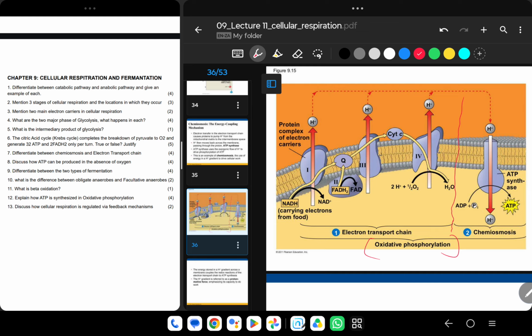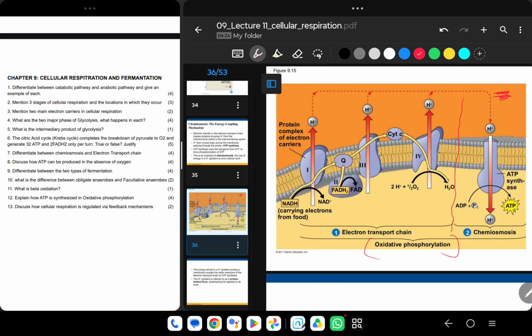This chemiosmosis involves electron transfer in the electron transport chain. Remember, the electron transfer from the electron transport chain causes the proteins that are on the membrane to do what? To pump H plus from the mitochondrial matrix to the intermembrane space. The intermembrane space is this part, the orange part. So it causes that to happen.